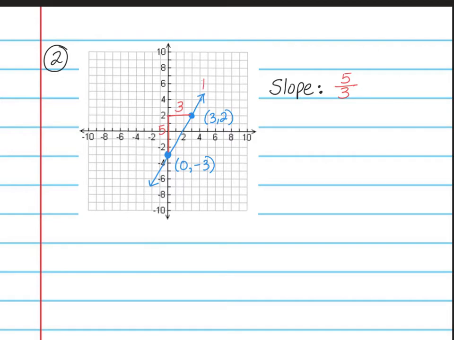This is a positive slope, so that means that we would write it as a positive, but usually we don't bother putting that plus sign, so I'll just erase that. So my slope is up 5 over 3.